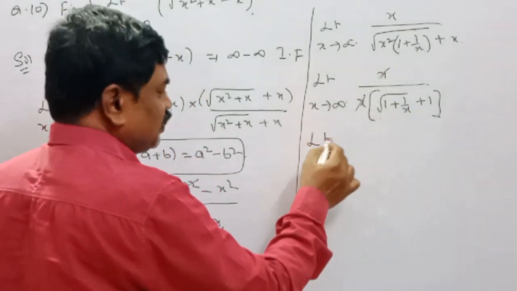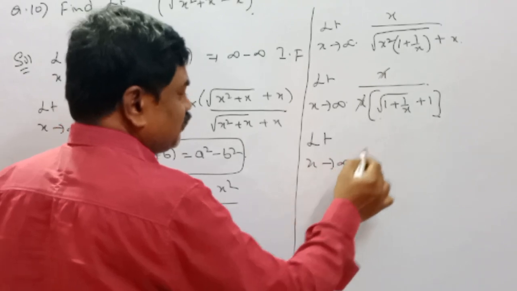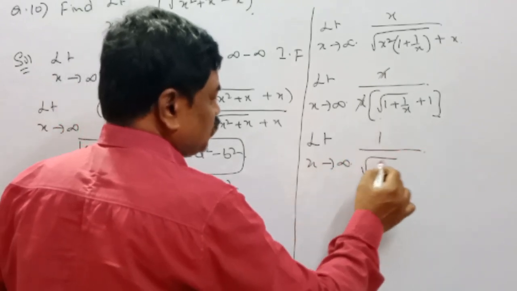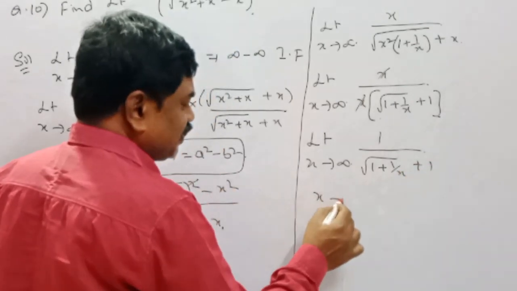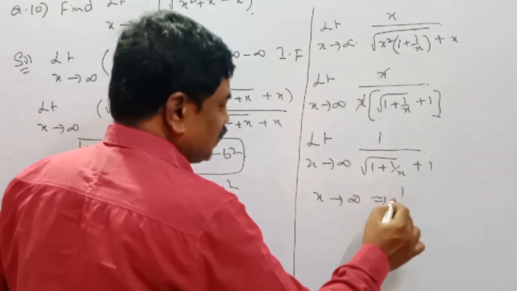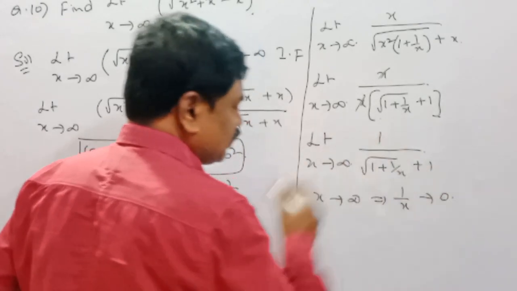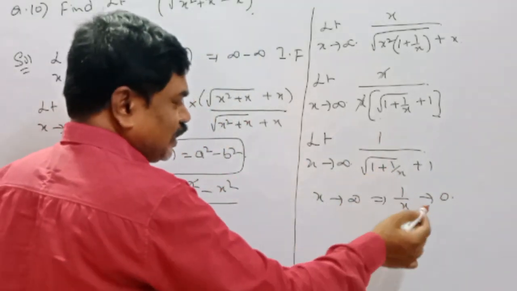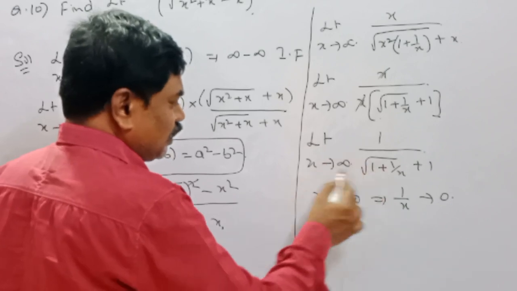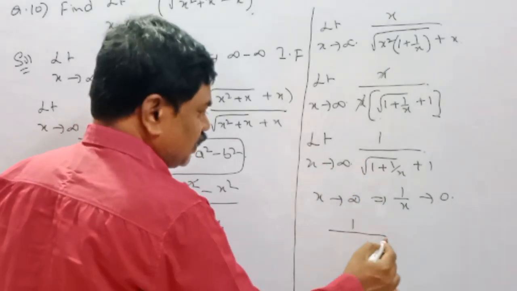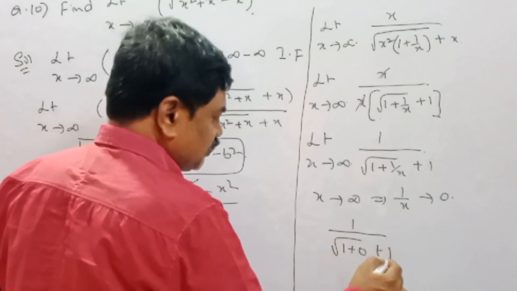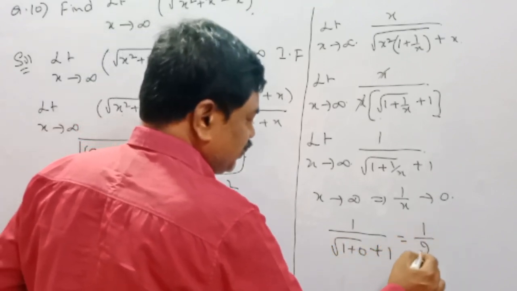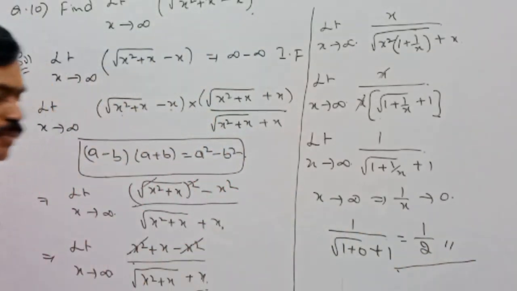Then what is the remaining? The limit as x tends to infinity of 1 by root over 1 plus 1 by x plus 1. As x tends to infinity, 1 by x tends to 0. So by applying the limit value, it is 1 by root over 1 plus 0 plus 1, which is equal to 1 by 2. That is the answer. That's all. Thank you.